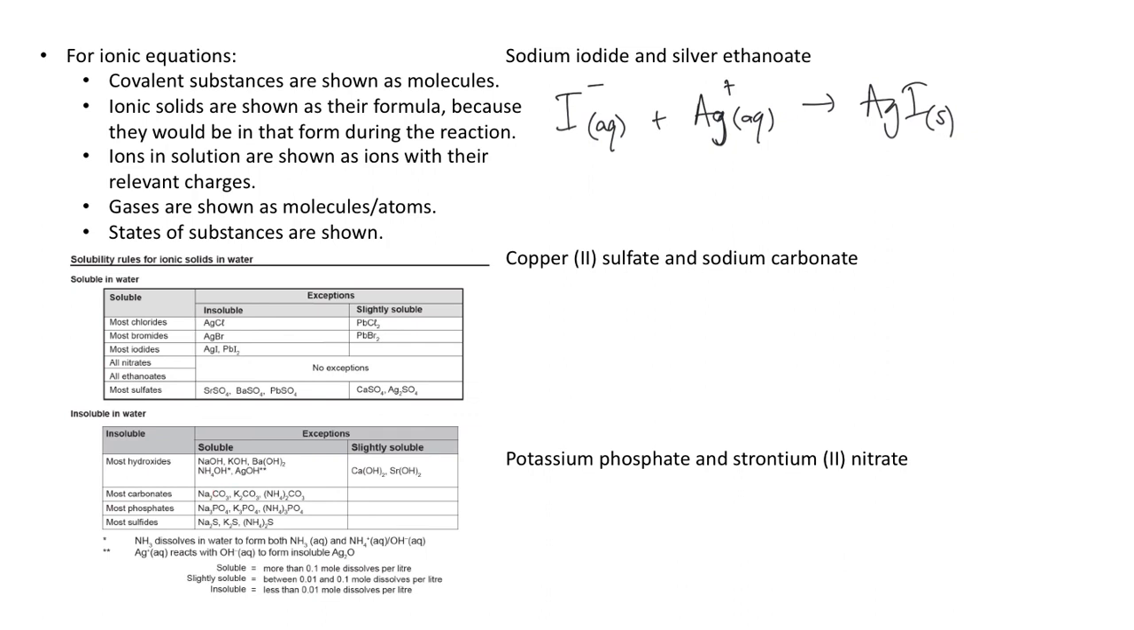So therefore, and then we have to check the sulfate. So the sodium sulfate. We know that all sodiums are soluble, but we'll check the sulfates. Sulfates are in the soluble table, and sodium's not there, so yep, that's going to be soluble. So we have Cu 2+ aqueous plus CO3 2- aqueous goes to copper carbonate solid.